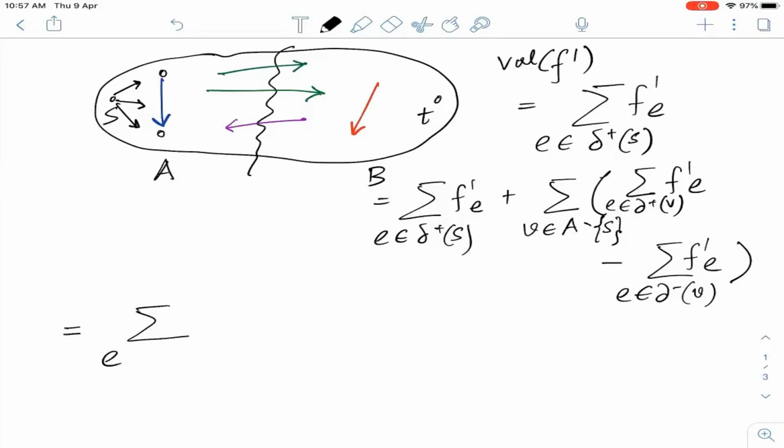Yeah, so green and purple are the only relevant edges whose flow matters in this summation. What we have to figure out is whose flow appears with a positive sign and whose flow appears with a negative sign. I think the answer is pretty clear. For e in delta plus of A, they will all appear with a positive sign. And the edges which are sticking into A, the purple edges, will appear with a negative sign.